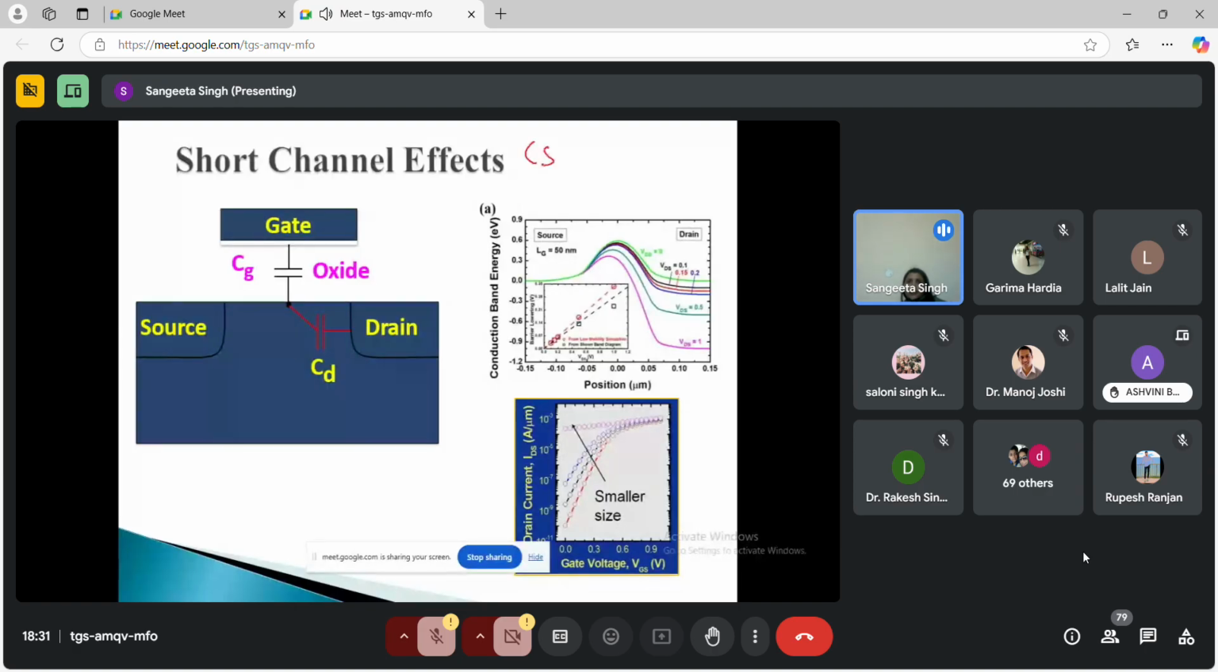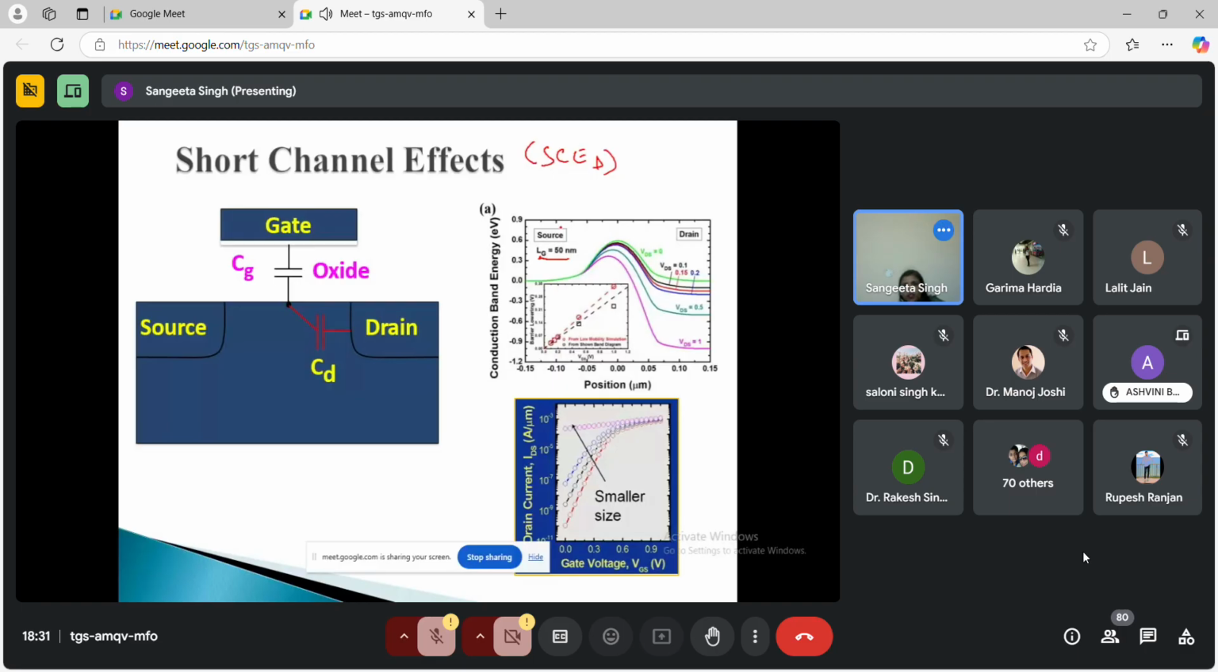Then the short channel effect. There are other SCEs also, although DIBL is also an SCE. There are other different SCEs responsible to motivate us to go beyond CMOS. You can see in this simulation curve. You are talking about one transistor, and its channel length is 50 nanometers. So the distance between source and drain is a constant 50 nanometer, right?